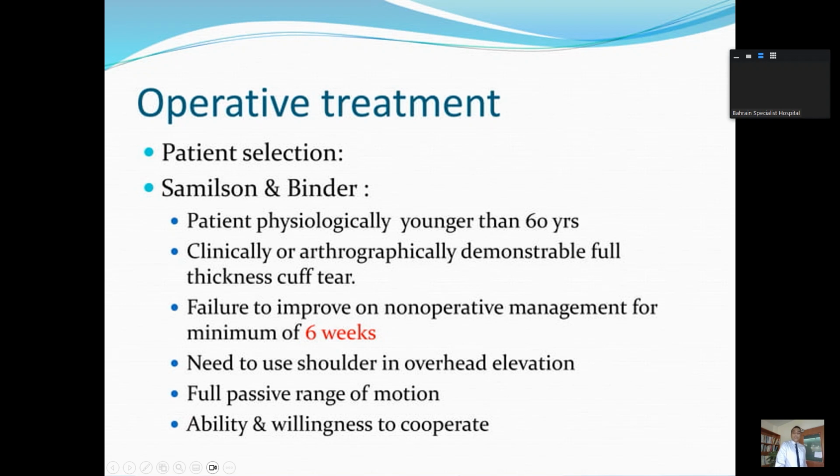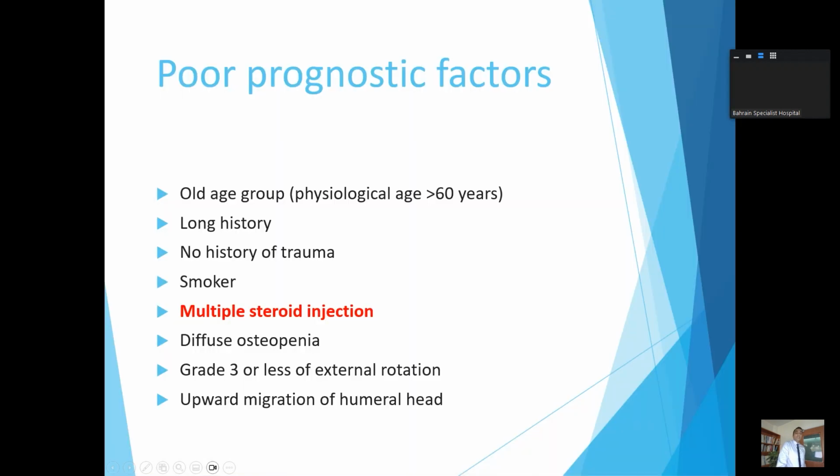Clinically or orthographically demonstrable rotator cuff tear, and failure to improve with non-operative management for at least 6 weeks, is also an indication. If the patient is involved with constant overhead elevation and use of the shoulder, operative treatment is indicated. Full passive range of motion should be present, and ability and willingness to cooperate is very important.